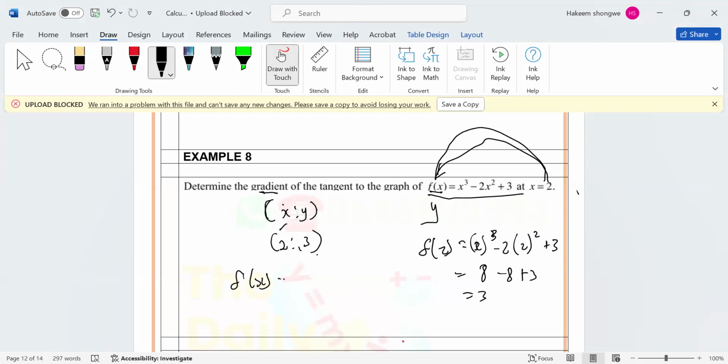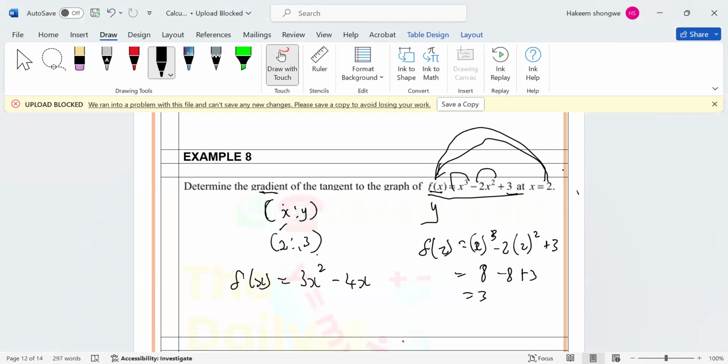How do you get f prime of x? Remember, we already know how to differentiate. We differentiate 3 multiplied by 1, which gives 3x squared, according to the differentiation rules. And then 2 multiplied by minus 2 gives minus 4x. And the constant goes away. So this is the gradient of this curve.